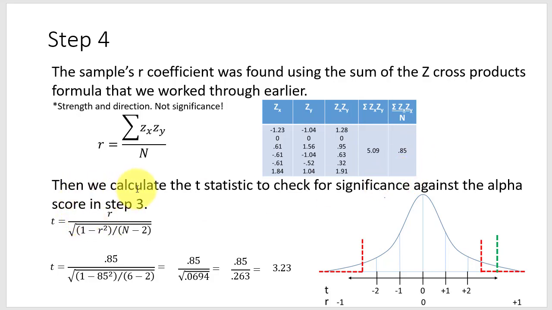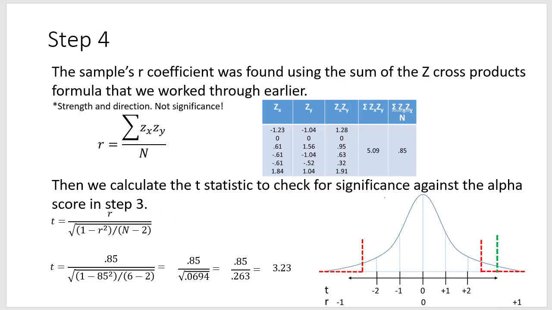We calculated the distance away from the mean that our R coefficient is in terms of t-scores by taking the R coefficient, dividing it by the radical expression 1 minus R squared divided by n minus 2. When we did all of our calculations, we got a t-score of 3.23. Our sample's R coefficient, so our sample's correlation coefficient, is 3.23 standard deviations away from the mean on our comparison distribution. It looks pretty bad for the null hypothesis, which means that we're probably going to have a significant result.